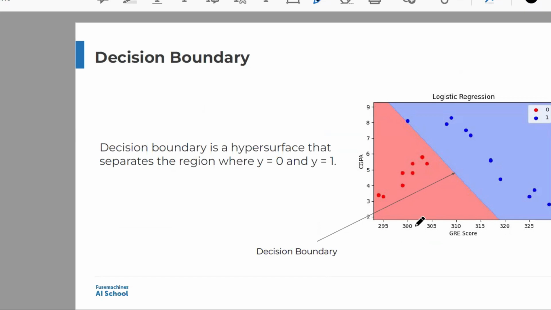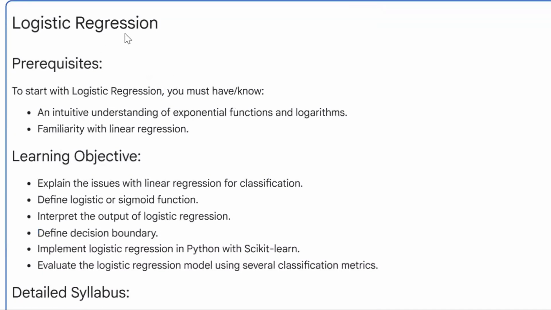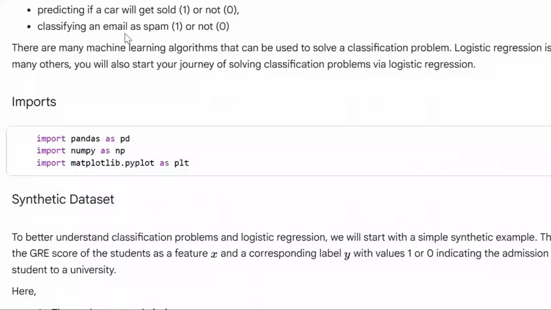So decision boundary is actually the hypersurface that separates the region where y equals 0 and y equals 1. So it is simply a line like this, which is separating two classes of data. This red region is where your students are not getting admitted, and the blue region is where students are getting admitted. So that is basically what your decision boundary means.